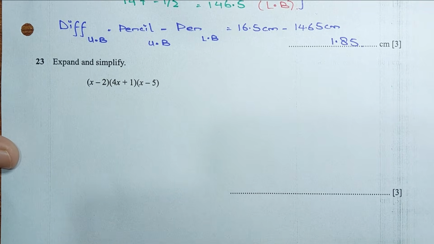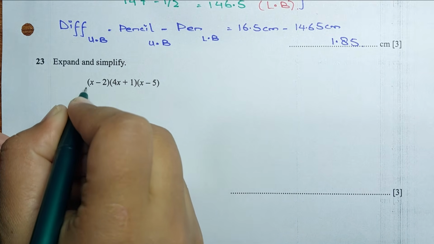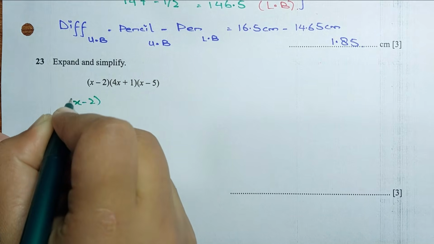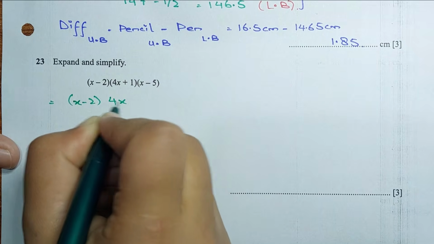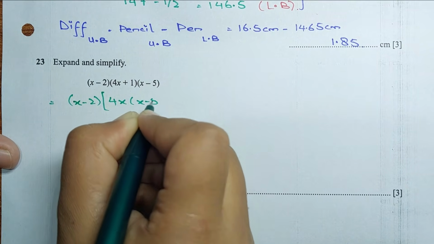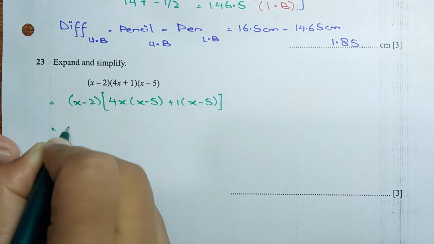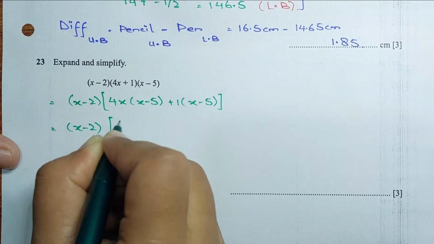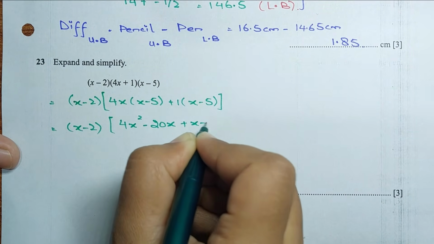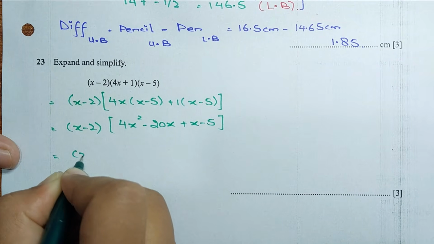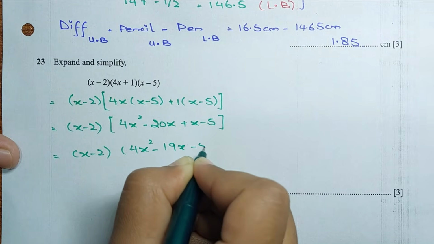Question number 23, expand and simplify. So let's do it. We are expanding, and the first bracket stays the same. Let's keep it as it is and expand with 4x with x, 4x with x minus 5, and plus 1 with x minus 5. Okay, x minus 2 is outside. This is 4x square minus 20x plus x minus 5, and that is times x minus 2, and 4x square minus 19x minus 5.